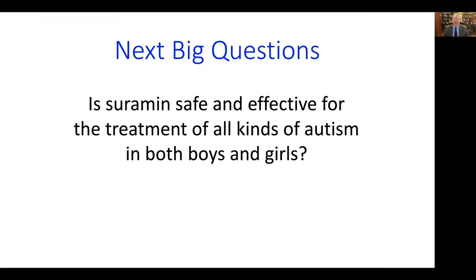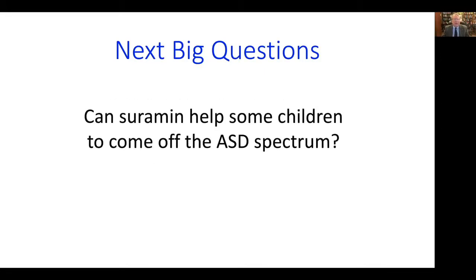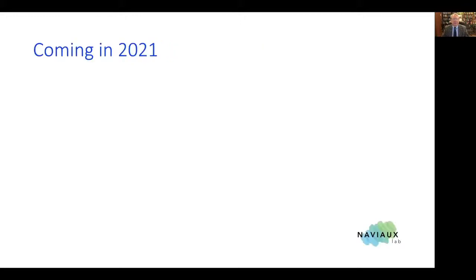We don't know this answer yet. And can Suramin help some children even come off the autism spectrum altogether? We don't know that either. And so the next study, which we will call the SAT2, is designed to test 3 doses over 3 months instead of just 1 dose, and see if we are able to continue the improvements that we saw in the first SAT1 study.